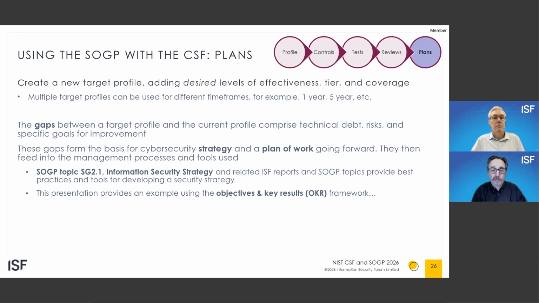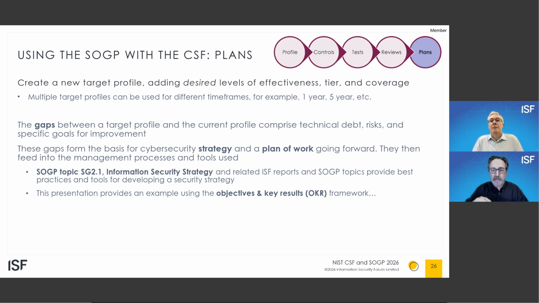So this involves creating a new profile. And this is CSF methodology. You create a target profile. Where do you want to be? We want to be at this level of effectiveness. We want to have additional controls. We want to have additional coverage. And you can either make it a perfect state, like this is what we would do perfectly, or more practically, you can give it a time frame, 1 year, 5 years.